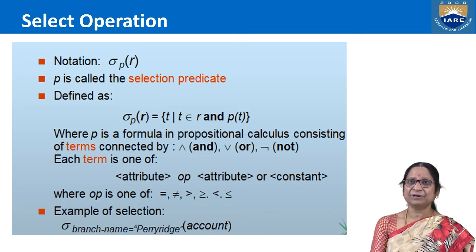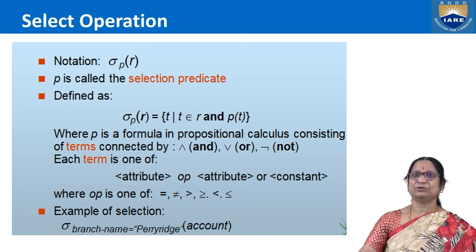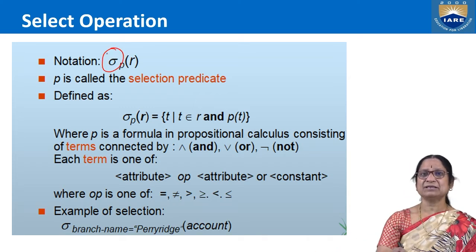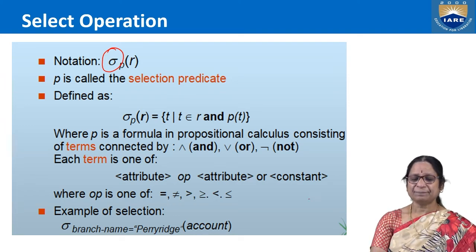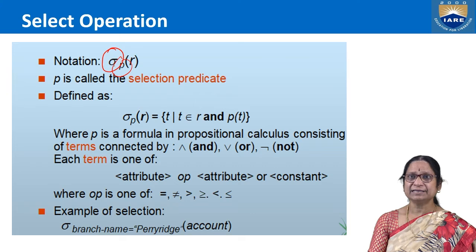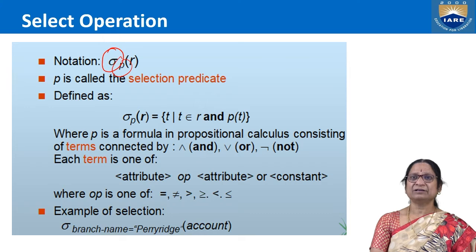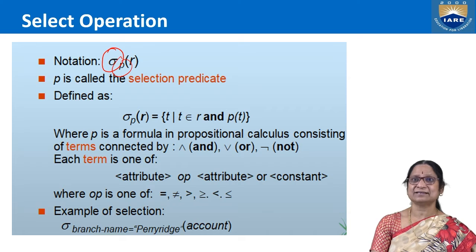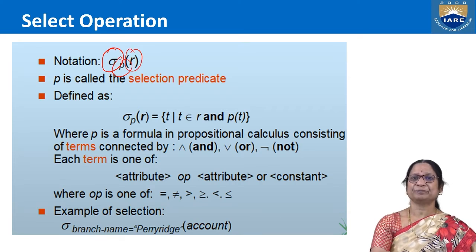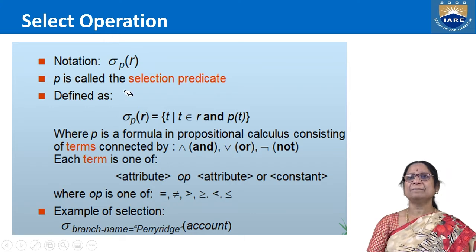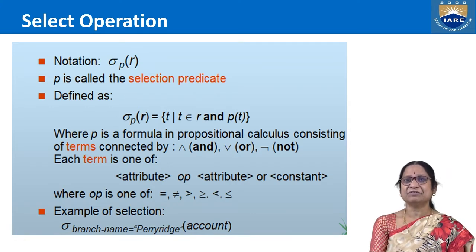The select operator notation is sigma of R with predicate P. Here sigma represents our select operator. P represents the predicate, known as the selection predicate. That is a constraint. Whichever tuples satisfy this constraint, those tuples only will be listed as the result. R is our input. So sigma is our select operator, P is the selection predicate, and R is our input.